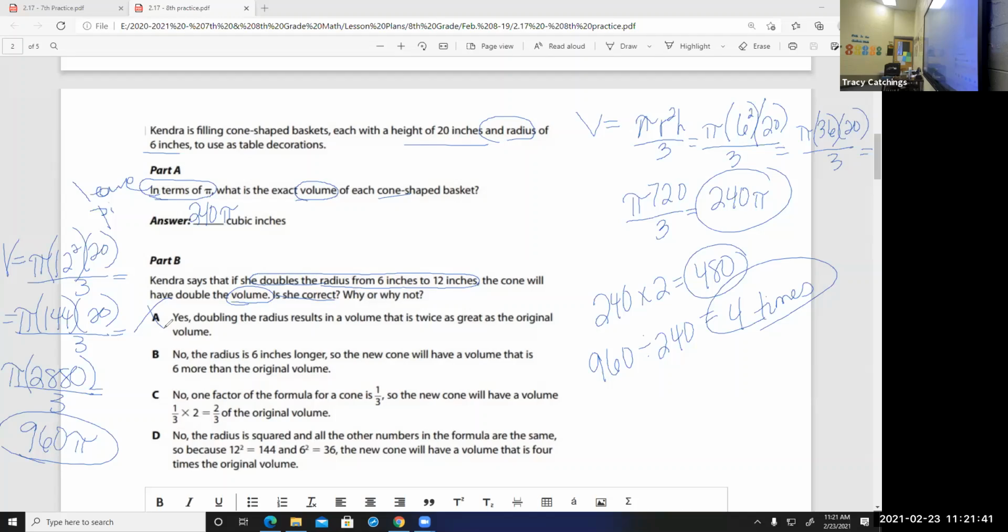Y'all still thinking about it? Eliminate B and C. B said the volume will be 6 more. Clearly, we ain't adding. C said we're gonna multiply by 2/3. Nope. D gave us some stuff that looks familiar, and then they said 4 times. Good. Any questions about it? Y'all do pretty good with formulas. Everybody got what you need? All right.